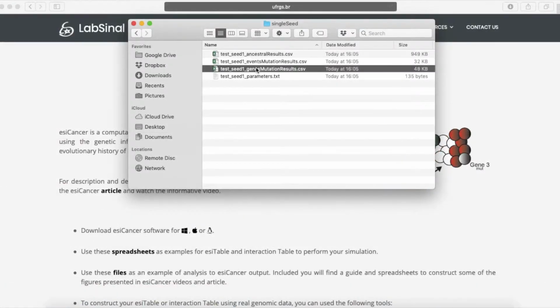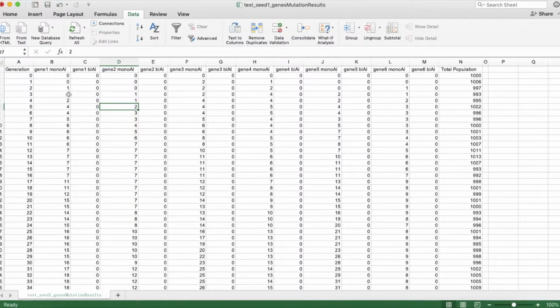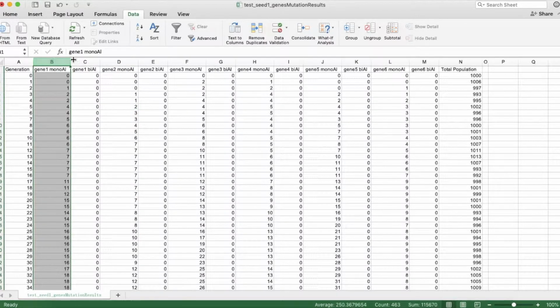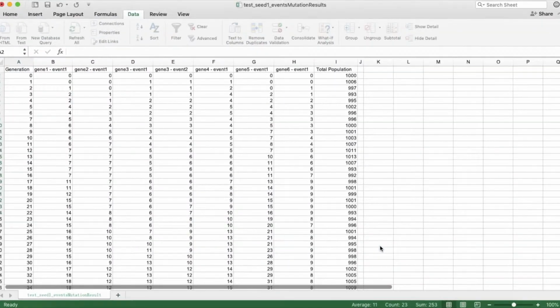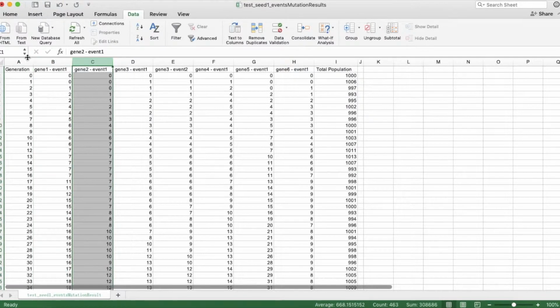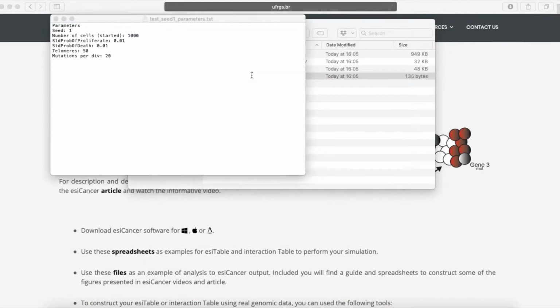In the seeds gene mutation results output, you will find the number of cells affected on each gene in 1 or 2 alleles in each generation. Similarly, in the seeds events mutation results output, you will find the number of cells affected in each event in each generation. Easy Cancer also creates an output called parameters, in which the initial parameters of a specific run are saved.